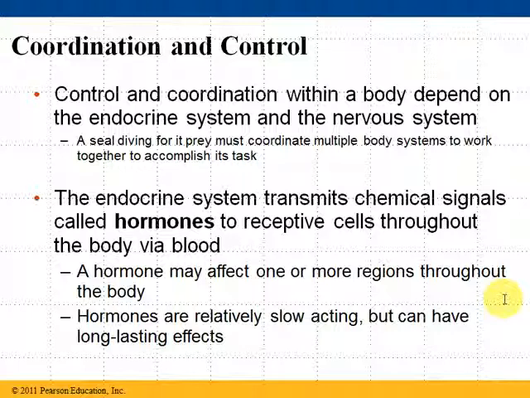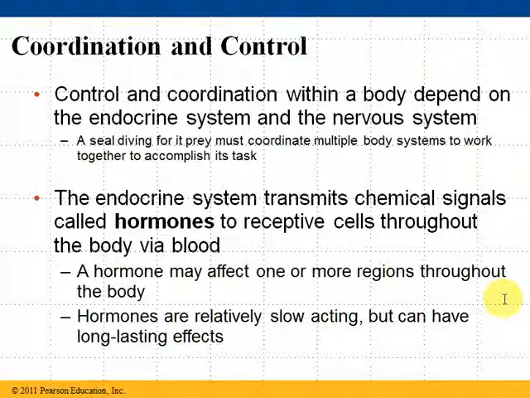So a hormone is a chemical messenger sent throughout the body. A hormone can affect one or more regions throughout the body, and the hormone can usually be not as fast acting as a neuron or a nerve signal. It's usually relatively slow acting, but it tends to last longer.